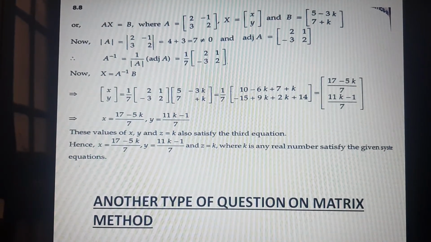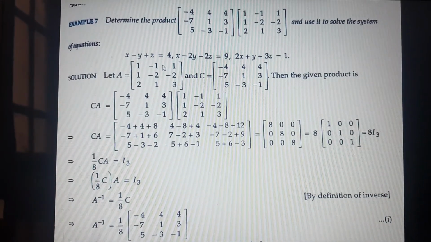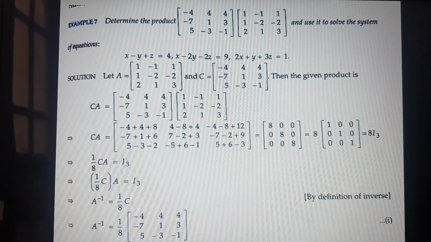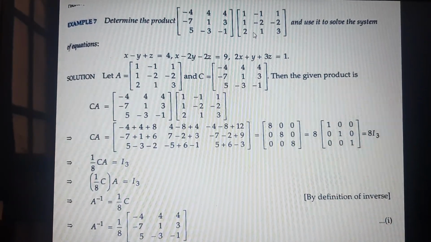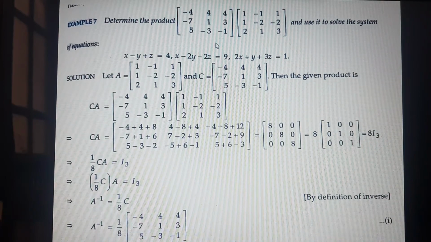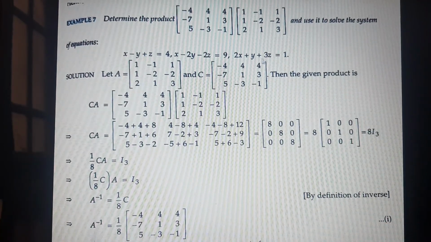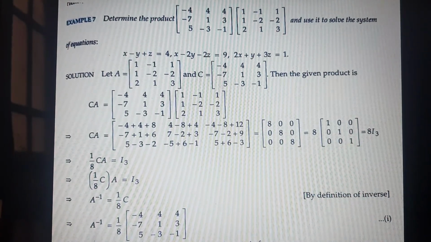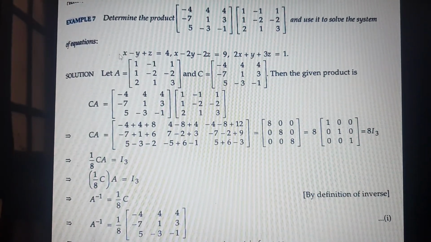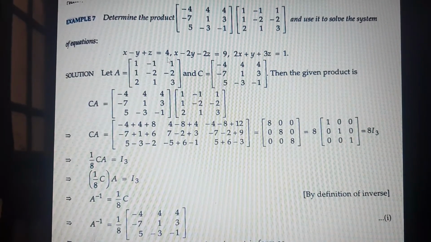Another type of question on the matrix method. This is the next slide. Determine the product. This has been taken from the solved examples from NCERT. Determine the product of these two matrices and use it to solve the system of equations. That is, in this particular question of solving linear equations, we have to find this product and then use it to find the solution, that is x, y, z.